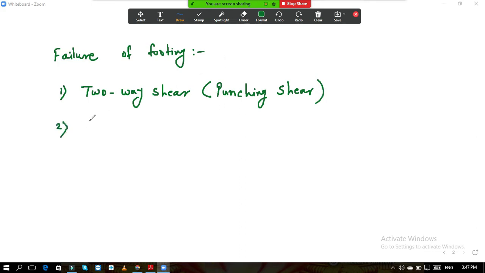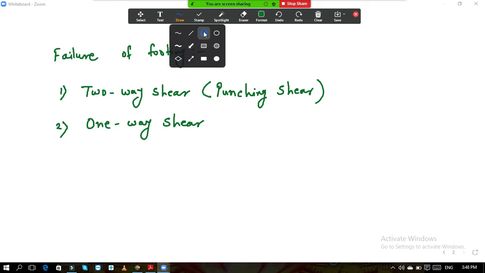Second thing, the footing fails due to one-way shear. Now we will see what is punching shear. What is the punching shear? Now I will draw one diagram here so that you will understand it better.